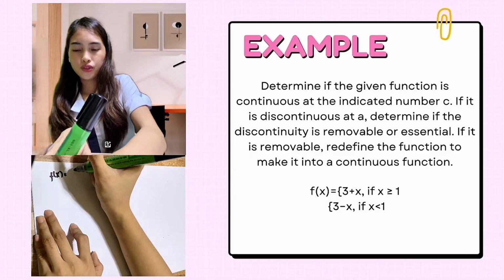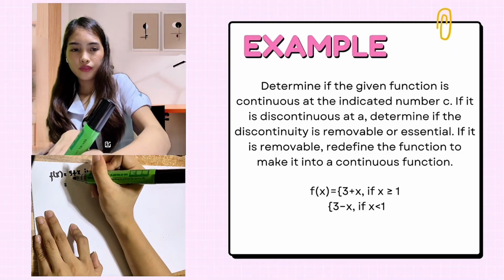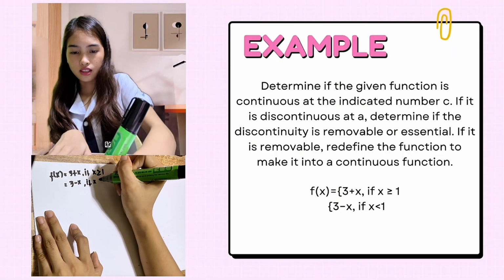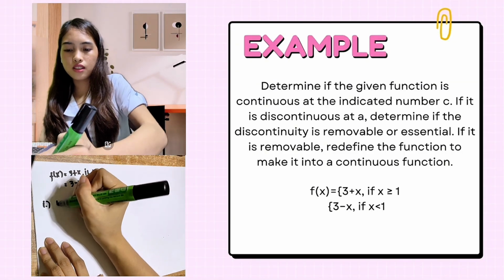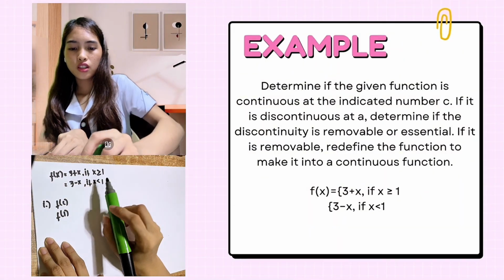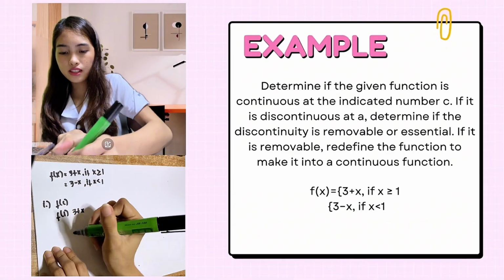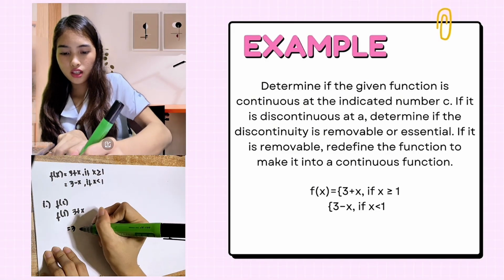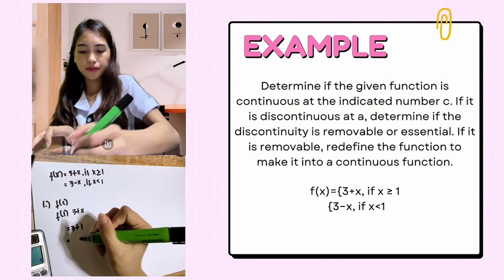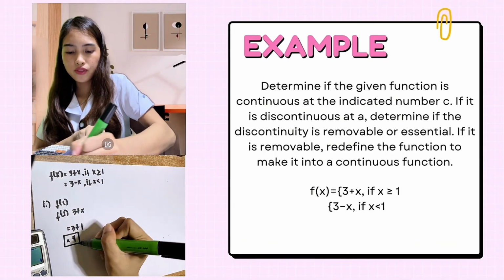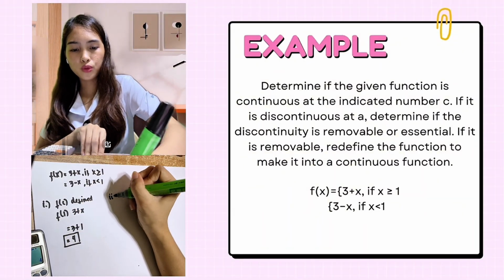f of x is equal to 3 plus x if x is greater than or equal to 1, and 3 minus x if x is less than 1. So first step, we need to define our f of c, which is f of 1. Let's find the equal sign: 3 plus x. Substitute the x. 3 plus 1 is 4. So our f of c is defined and equal to 4. Proceed to step 2.